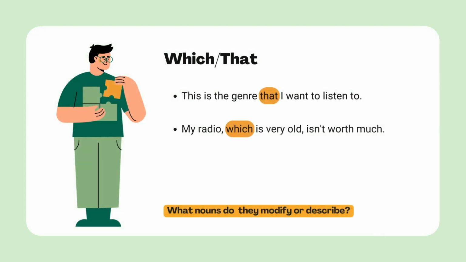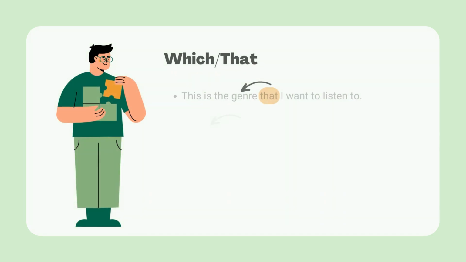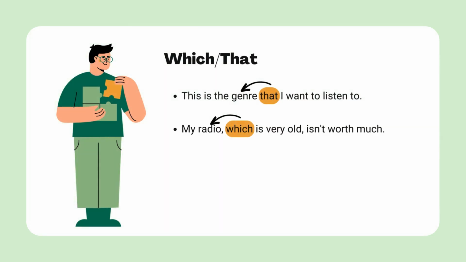Which? That. This is the genre that I want to listen to. My radio, which is very old, isn't worth much. What nouns do they modify or describe? This is the genre, noun, that I want to listen to. My radio, noun, which is very old, isn't worth much.